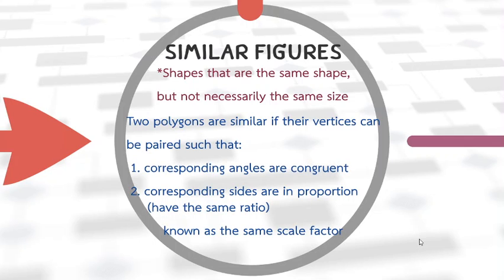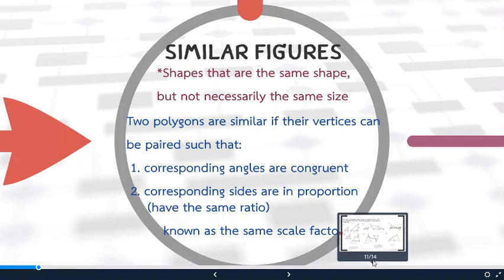Okay, so two polygons are similar if their vertices can be paired such that corresponding angles are congruent. So what this means are the angles that relate to each other. Like your two biggest angles and your two medium-sized angles and your two smaller angles, they have to be congruent. So all of your corresponding angles must be congruent if you have two similar figures.